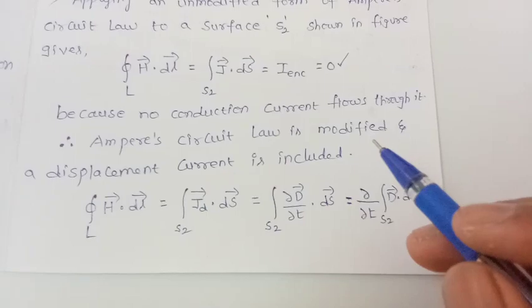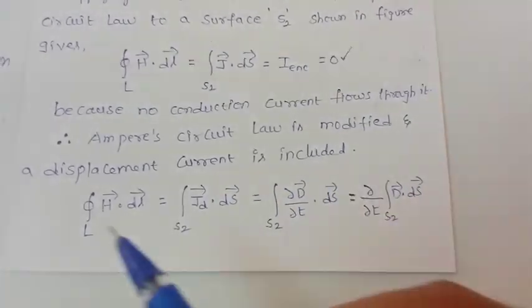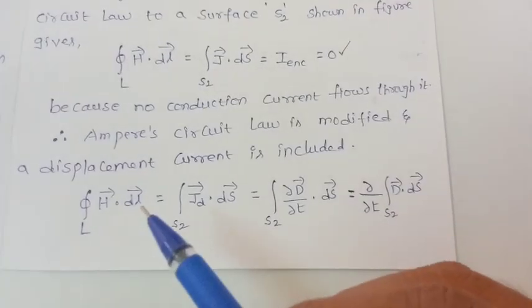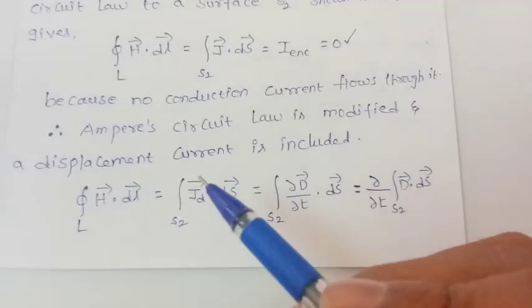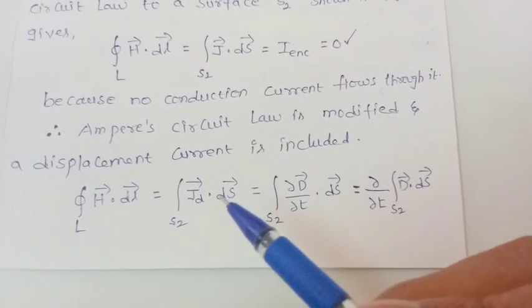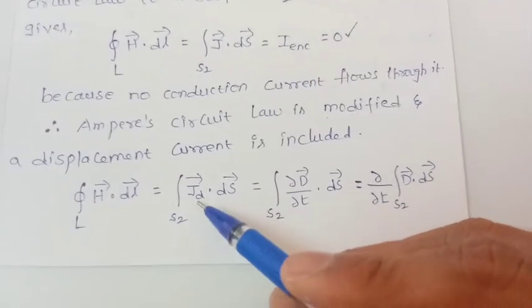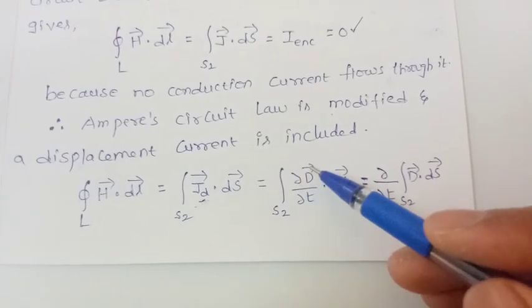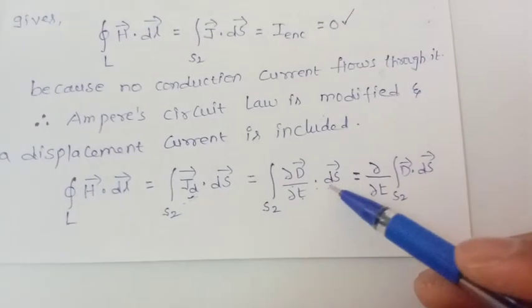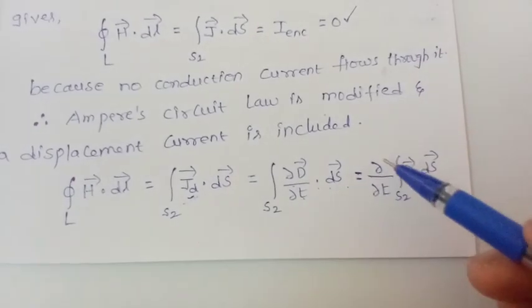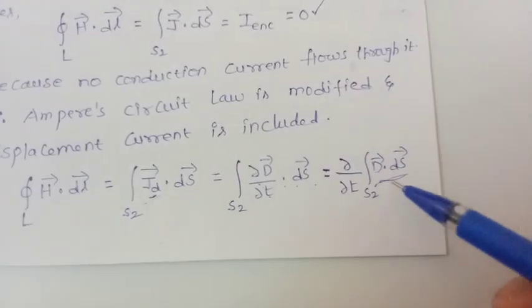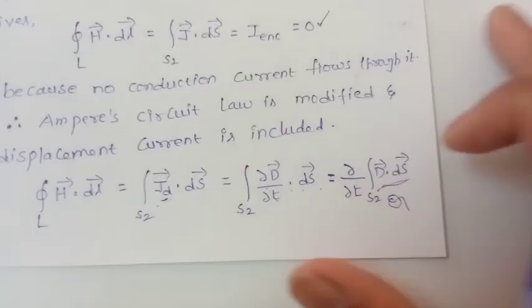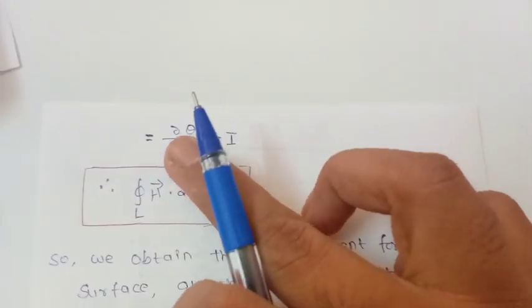For that purpose, he modified Ampere's circuital law. Therefore, Ampere's circuital law is modified and a displacement current is included. That means the closed line integral of H bar dot dl bar is equal to the surface integral over S2. That means in surface 2, we have a displacement current density Jd bar dot dS bar. Since we know that Jd bar is equal to dou D bar by dou t, dot dS bar, then this dou by dou t I have taken outside. Now I know that the surface integral of D bar dot dS bar can be written as the charge. Therefore I am going to consider this as the charge, dou Q by dou t.